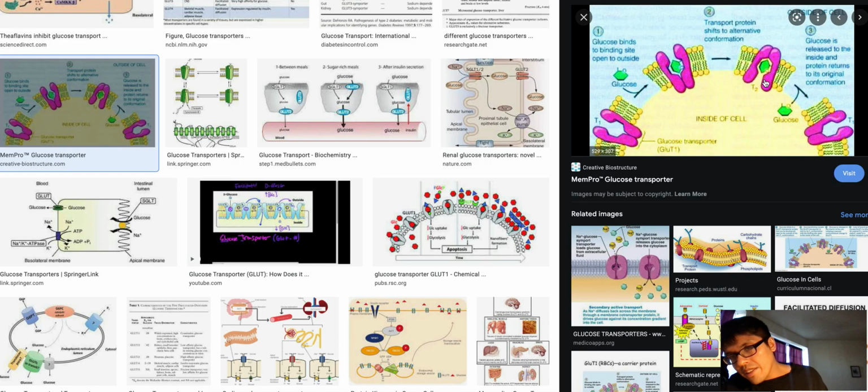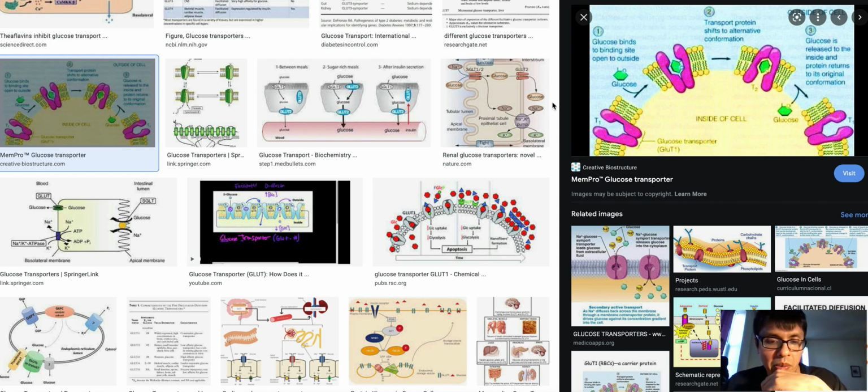And then that glucose is allowed to leave into the cytoplasm, where the next step after the glucose is in the cytoplasm is glucose phosphorylation into glucose 6-phosphate through the interaction with hexokinases. Anyway, we'll talk about that later. But yeah, that's basically the mechanism.